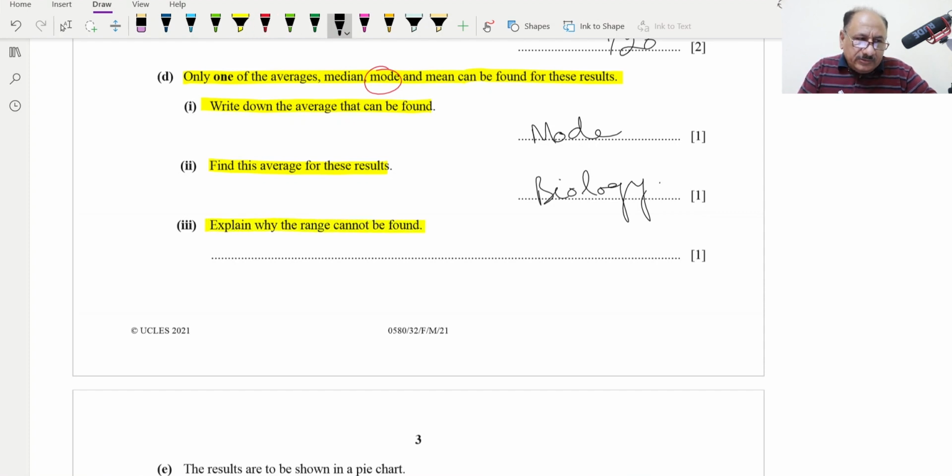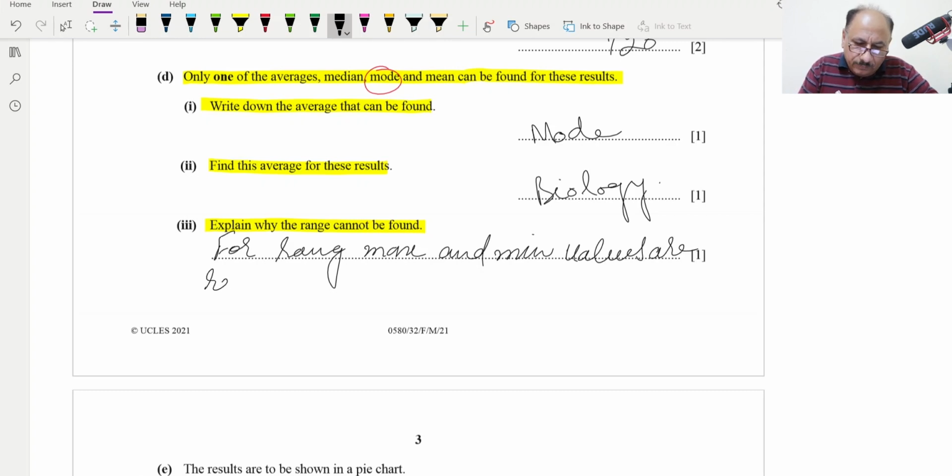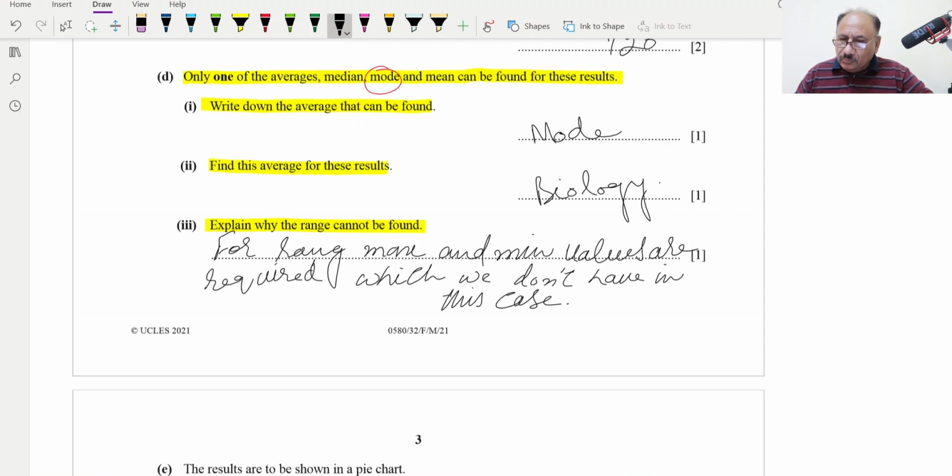And the third part, they are saying explain why the range cannot be found. So for range we need the maximum and minimum values, so we can write for range, maximum and minimum values are required, which we don't have in this case. So this is our final answer.